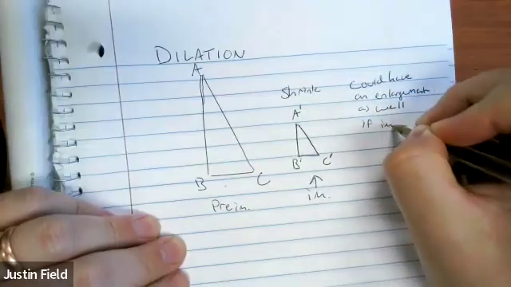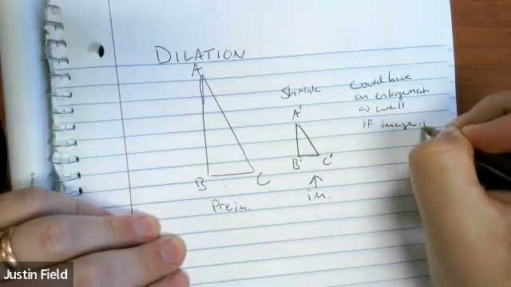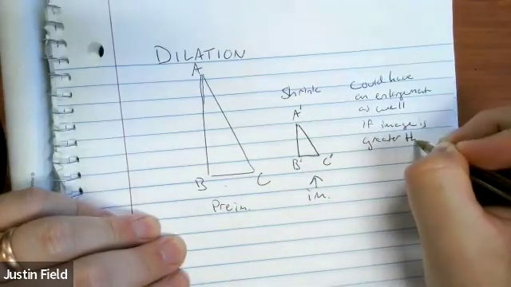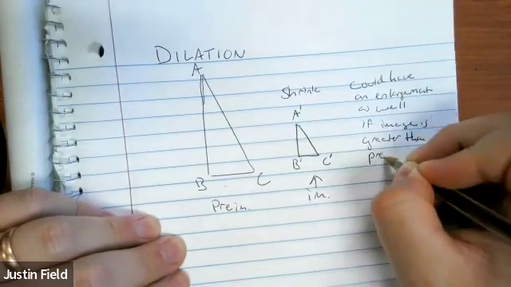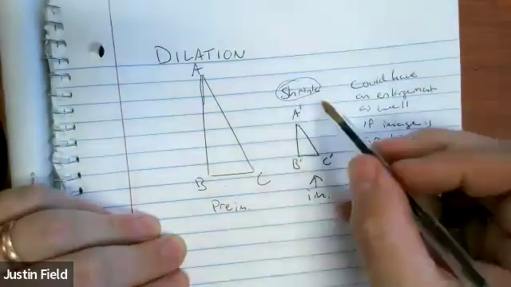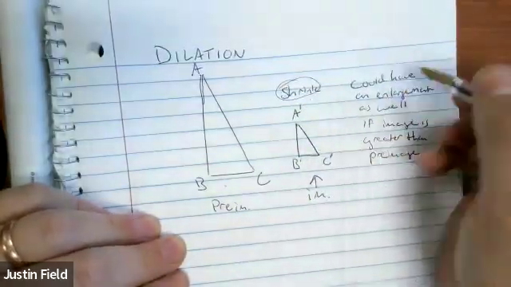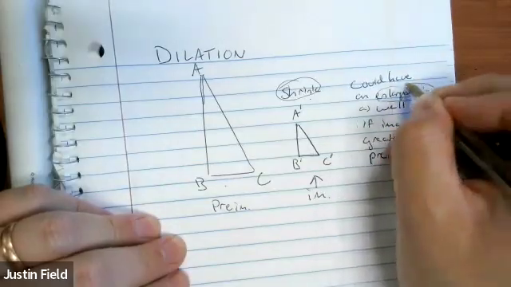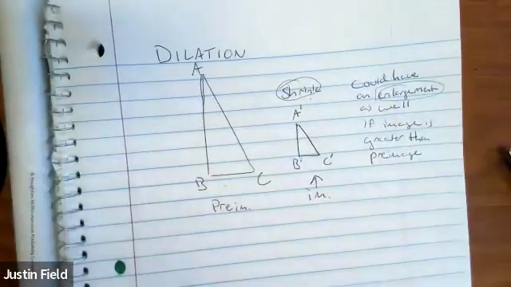If image is greater than pre-image. So there's two types of dilations. There's shrinks and there's enlargements, right? I don't want to say stretch because a stretch wouldn't be similar. It would be a different shape.